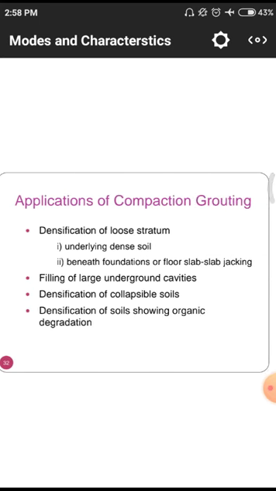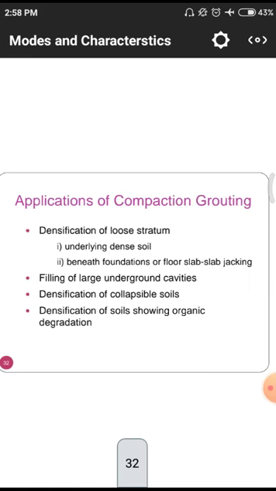Next are the applications of compaction grouting. In compaction grouting, we observe densification of loose strata in underlying dense soils, and beneath the foundations, floor slab or slab jacking takes place, along with the filling of large underground cavities. Underground cavities means if the total structure is in underground conditions, in those cases also we have to use compaction grouting.